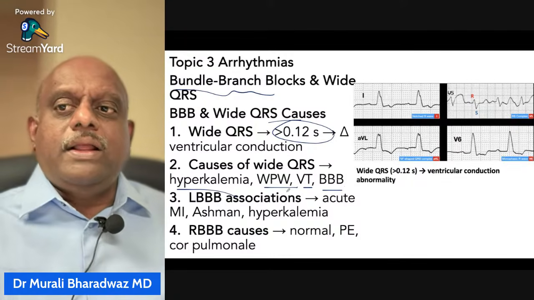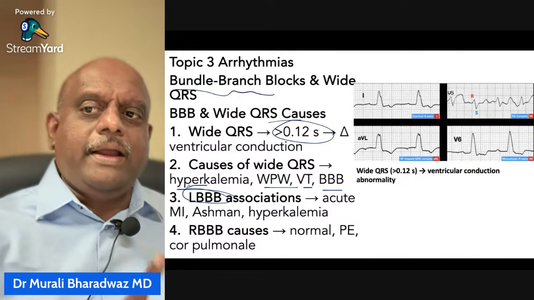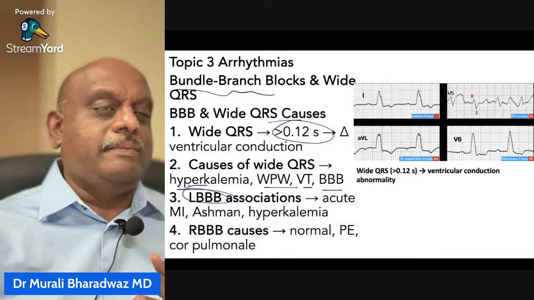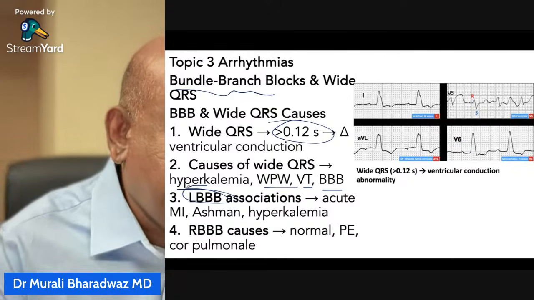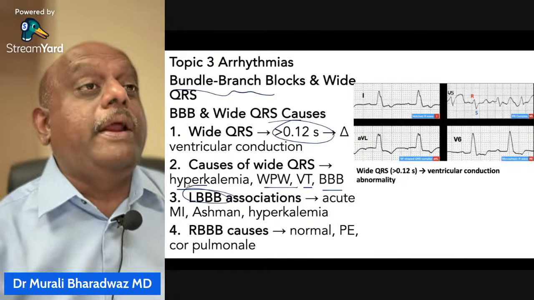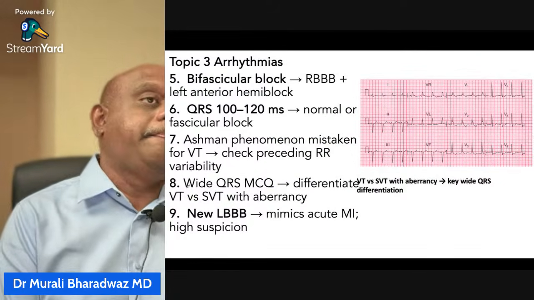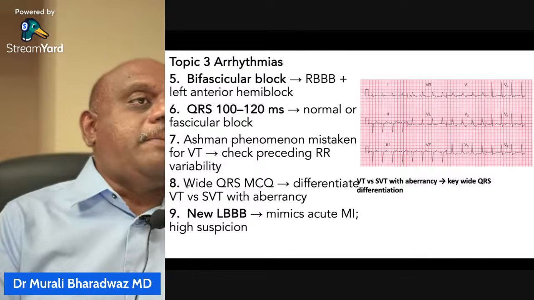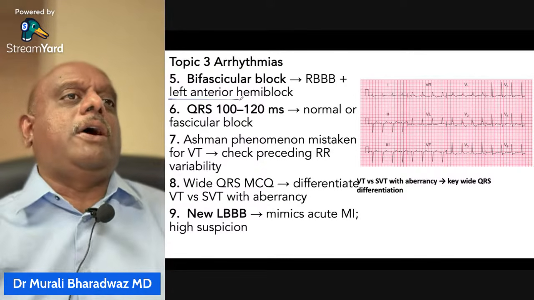Then, what are the 3 causes you need to remember for LBBB? Acute MI, hyperkalemia, Ashman syndrome. RBBB can be normal. Remember, in a lot of people, RBBB is normal. It can also occur in pulmonary embolism and cor pulmonale, is what we need to remember. Then what is meant by bifascicular block? Right bundle branch block plus left anterior hemiblock.